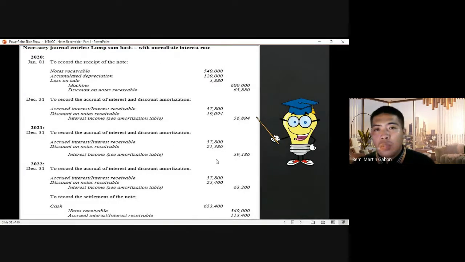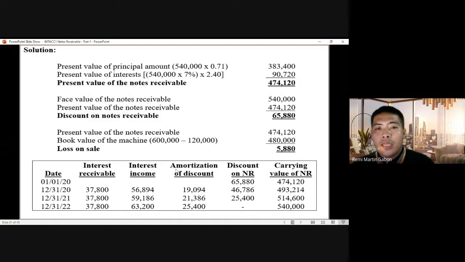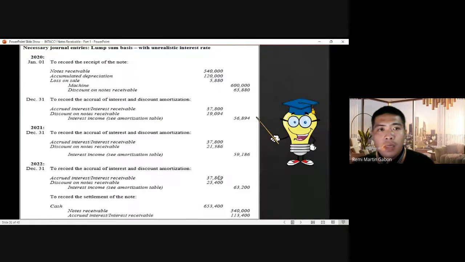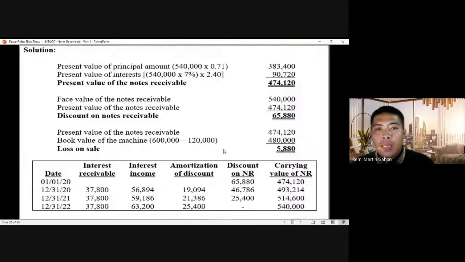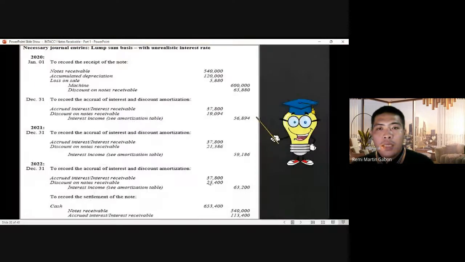Next, take note that the debits and credits are different. So what is our balancing figure? Our balancing figure is in the amortization column: 19,094 in 2020, 21,386 in 2021, and 25,400 in 2022.